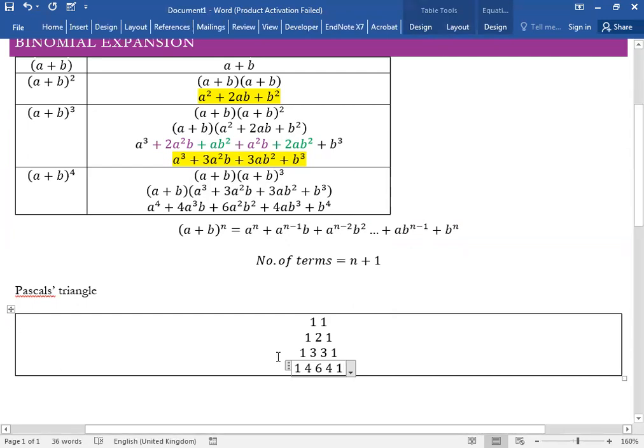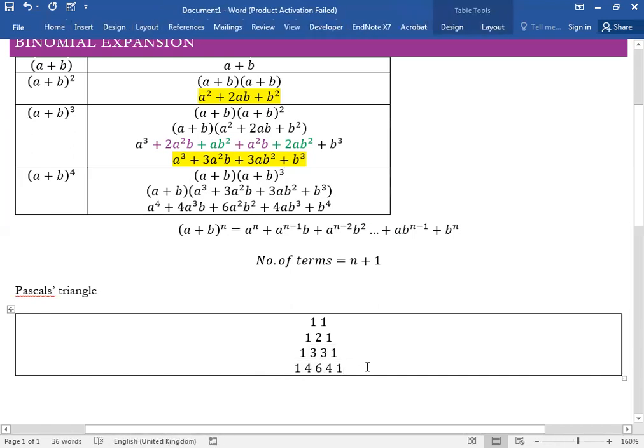Now observe. The first and the last coefficients are 1. Then how do you get 2? You just add the 2 numbers above it, you get 2. How do you get 3? You add the 2 numbers above it. 1 plus 2 is 3, and then again 2 plus 1 is 3. How do you get 4? 1 plus 3 is 4, 3 plus 3 is 6, 3 plus 1 is 4, and the last one is again 1.